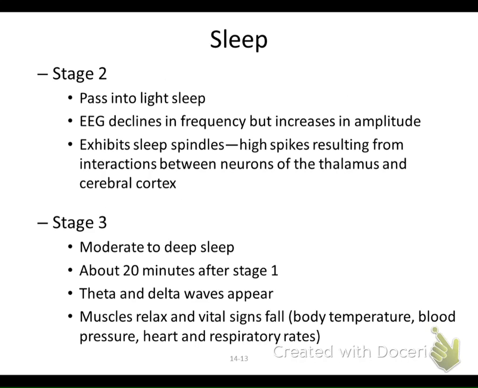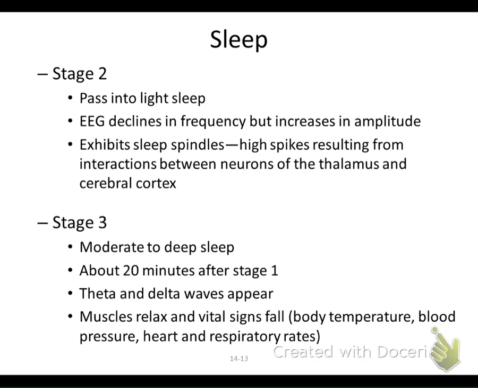Stage 2, passing into a lighter sleep. The EEG levels are going to start to decline in frequency, but increase in the wave size. So the waves won't be as often, but the waves will be larger in their amplitude. And during this time, there'll also be some electrical spikes going on. And we know that that's the thalamus talking with the cerebral cortex. So you've got this increased electrical activity spiking in your brain.